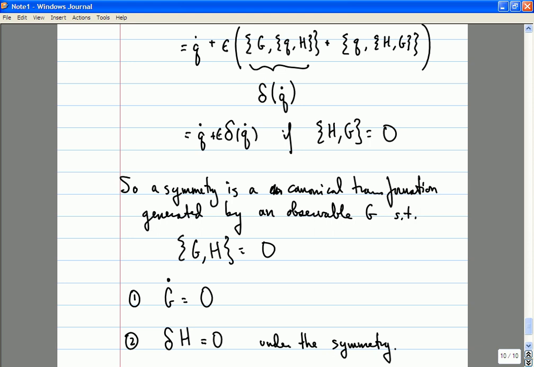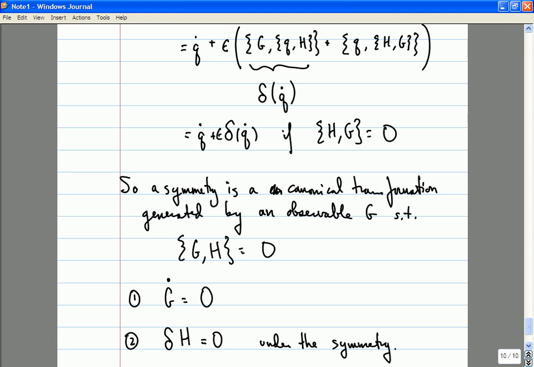Questions? This is presumably all familiar to you. Am I correct in assuming this? Okay. Sometimes in classical mechanics courses, this is not presented in quite the same language that I'm using.